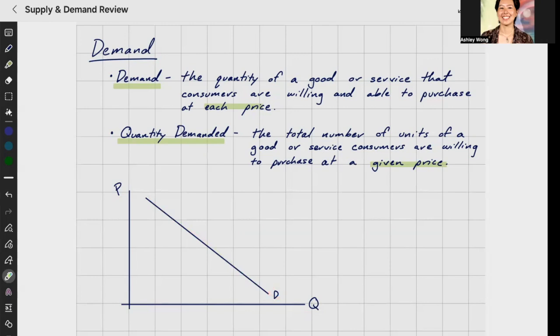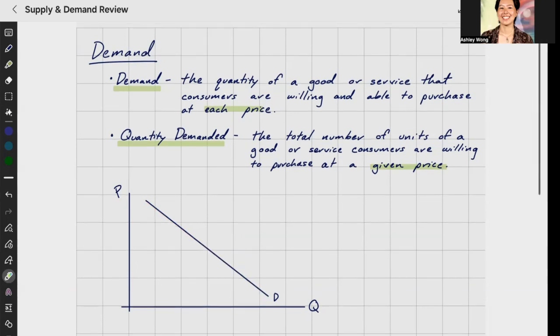So when we're talking about demand, what we're really looking at is our entire demand curve. The entire demand curve is telling us the quantity of that good or service that consumers are willing to purchase at each price, the price at this level, this level, this level, this level. Because the demand curve is a straight line, it's telling us the quantity that consumers are willing to purchase at every single price. The difference here is that quantity demanded is the total number of units of a good that consumers are willing to purchase at a specific price.